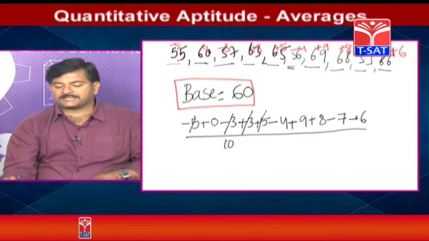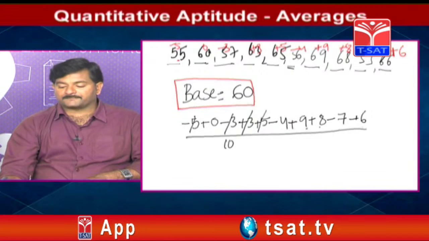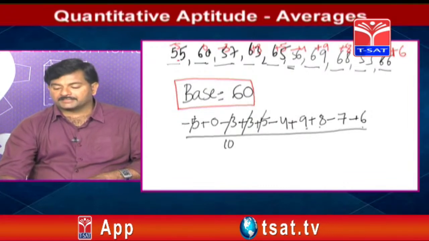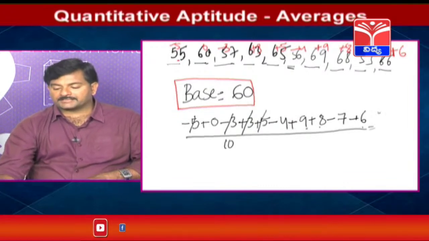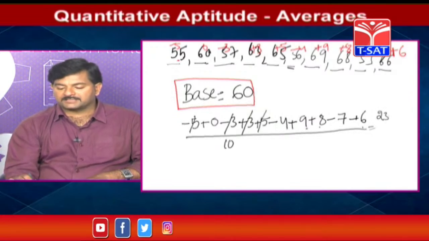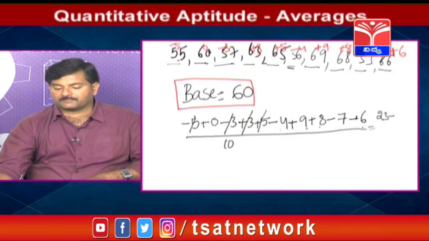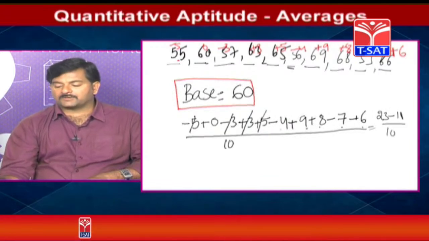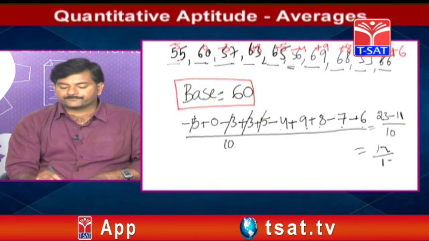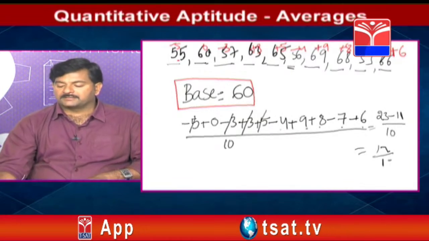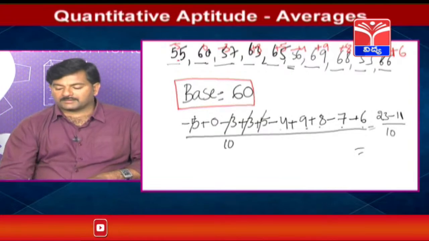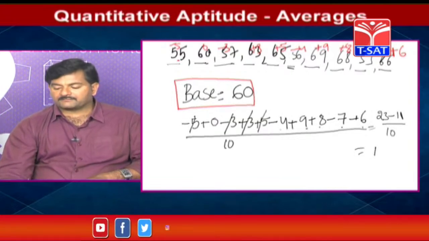9 plus 8 is 17, 17 plus 6 is 23, right? 23 minus 4 minus 7 is minus 11, okay, whole by 10, that is equal to 12 by 10. 12 by 10 means what you are getting? 12 by 10 is nothing but 1.2.